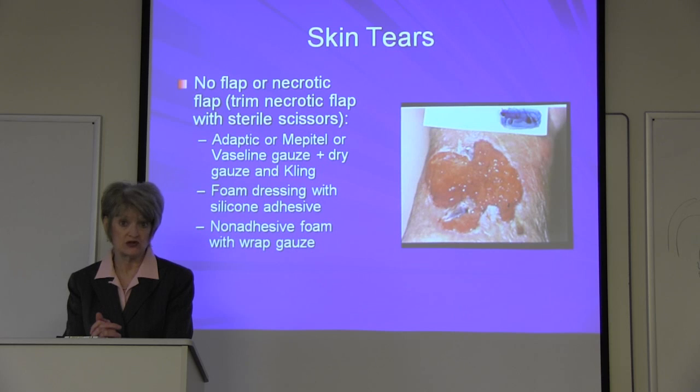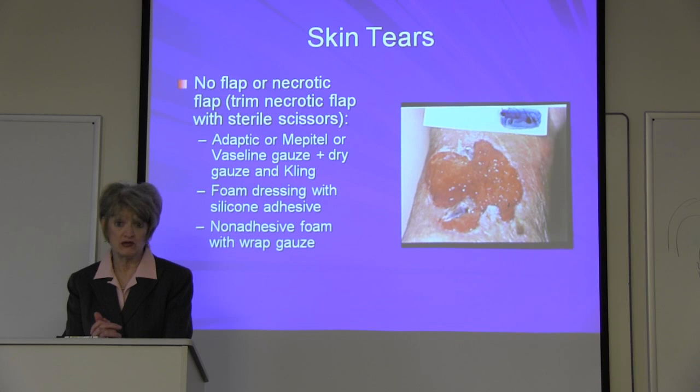So what you instruct your staff to do is assess the wound. If they have an intact flap, roll it back into place and secure it. If the flap is necrotic, trim it away. And then select a dressing that will handle any exudate, that will keep any exposed wound surface moist, and that will provide atraumatic removal.